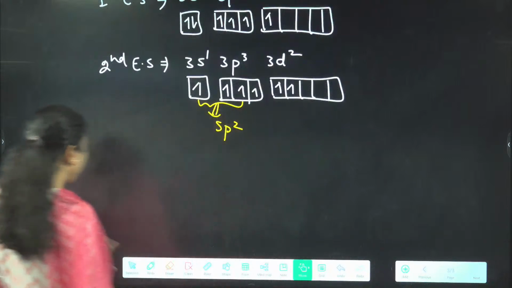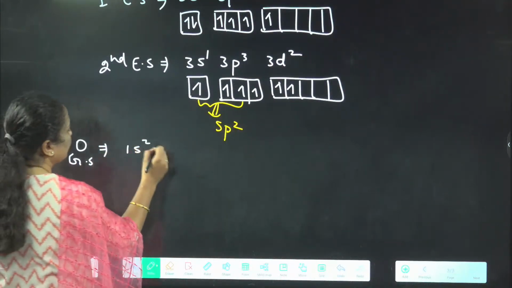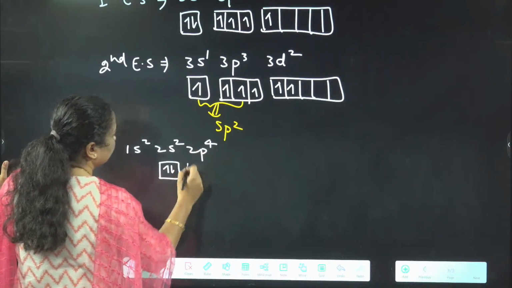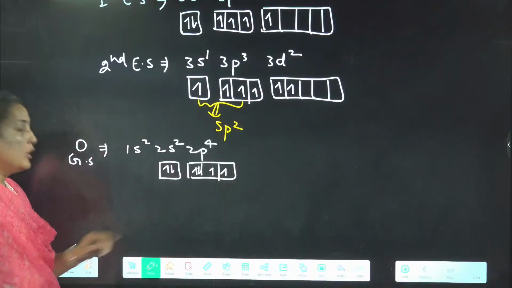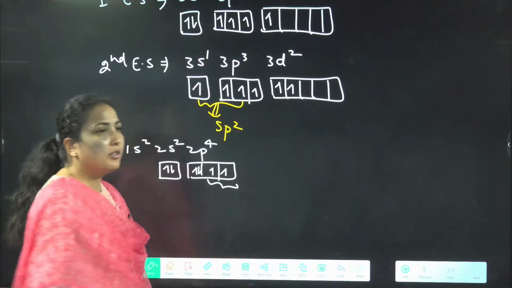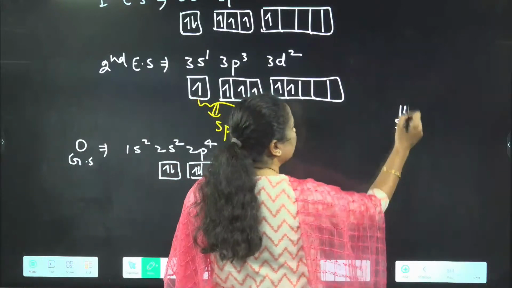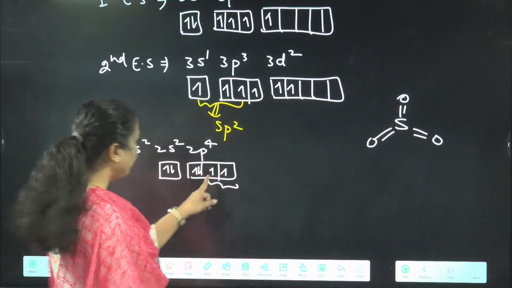Now, in case of oxygen, what do we write down? We write down 1s2, 2s2, 2p4. 1, 2, 3, 4 we are having, right? So basically only 2 unpaired electrons here. So one for the sigma bond, another for the pi bond. Are you able to see something like this? S double bonded O. One oxygen is making one sigma bond and one pi bond, right?